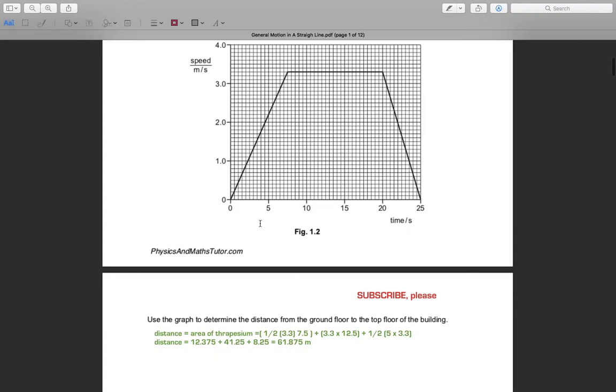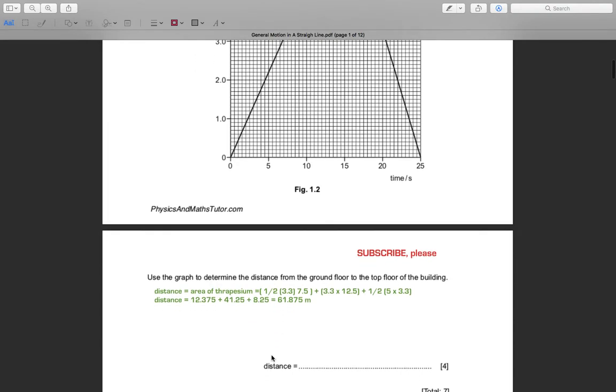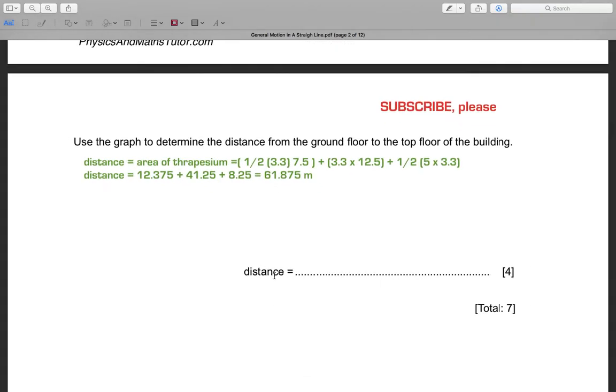So the distance here equals the area of this trapezium. On this trapezium we have three shapes: this is a triangle, this is a rectangle, and this is a triangle again. We split it into three shapes, so we find them one by one. This is triangle one.